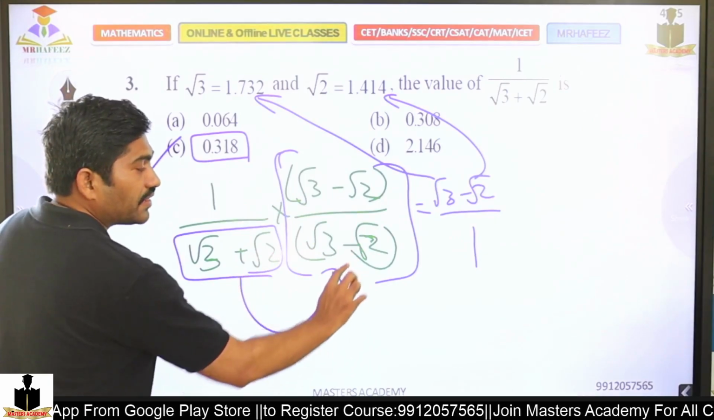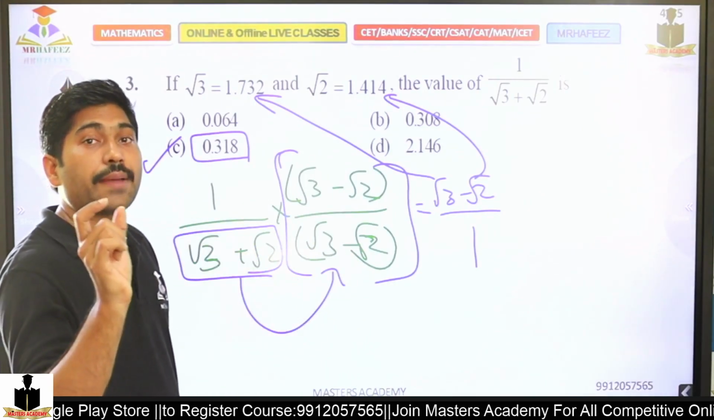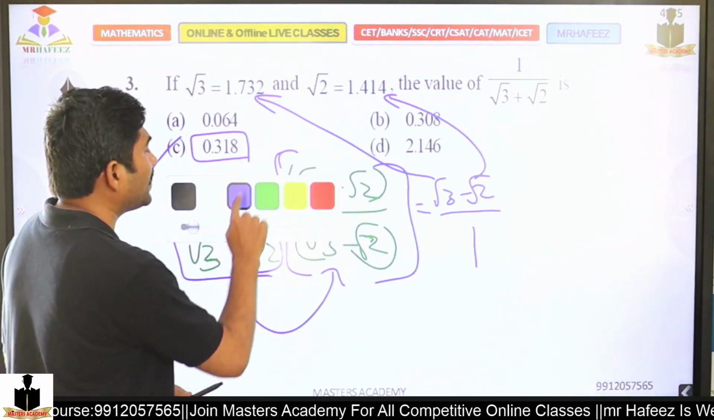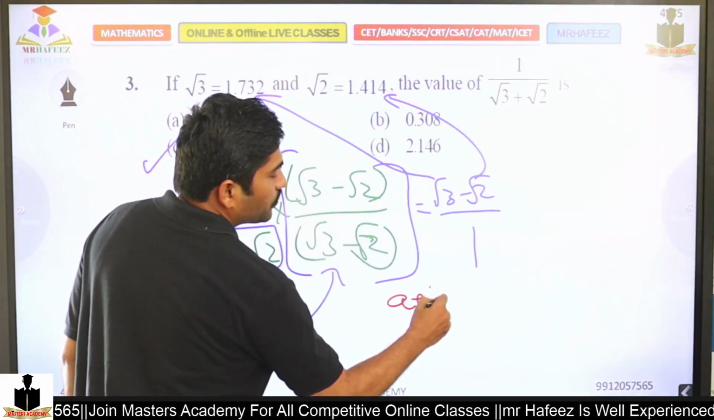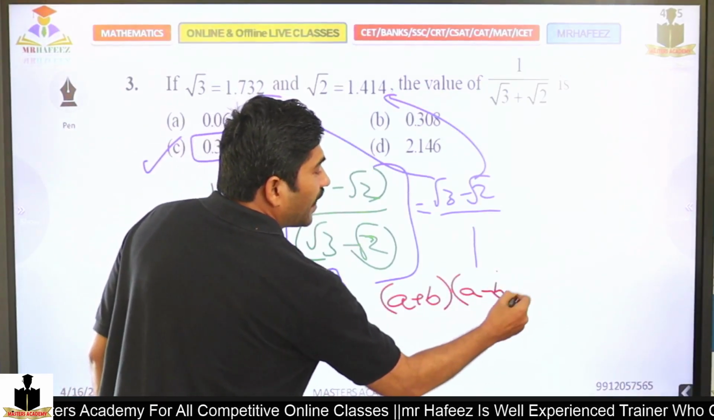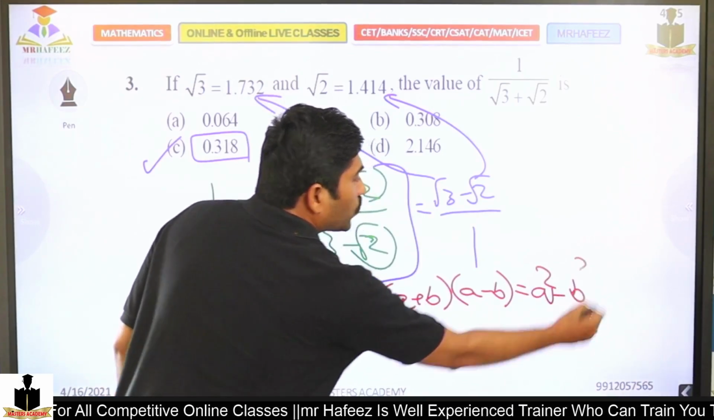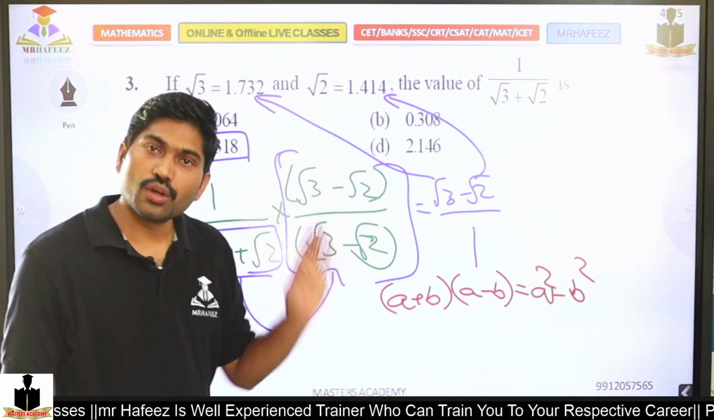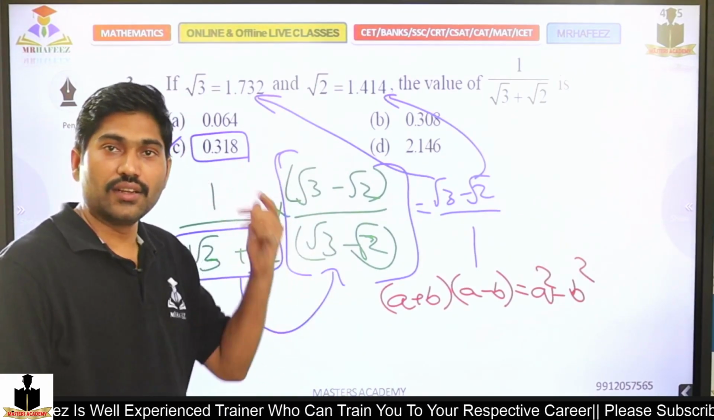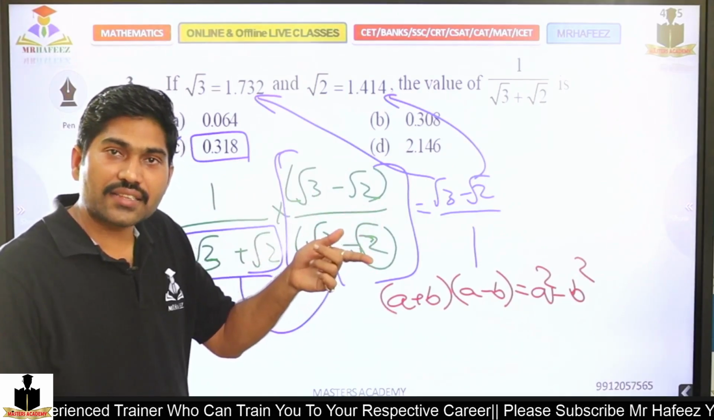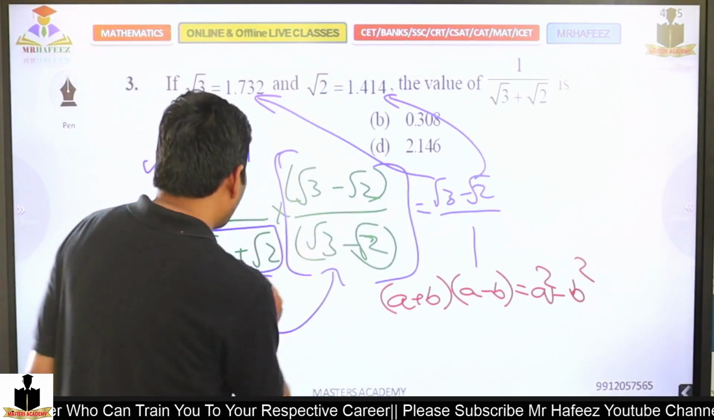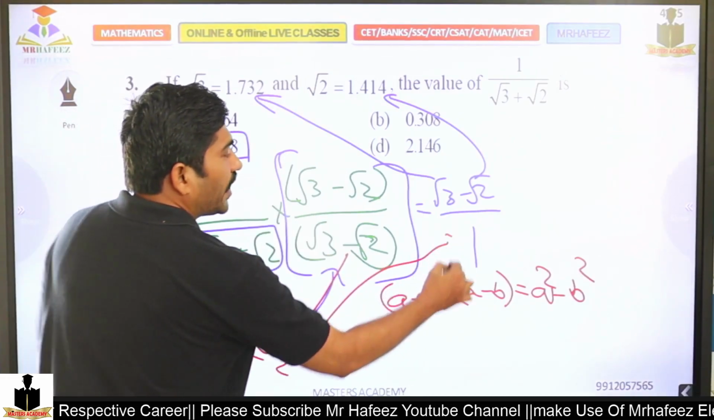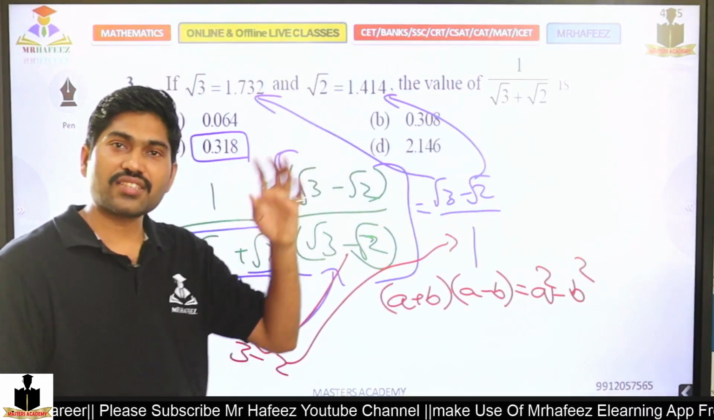If I multiply these two, this is of the form a plus b into a minus b. If it is a plus b into a minus b, what is the value? The value is a square minus b square. But here the value of a is root 3, value of b is root 2. Root 3 whole square, the root will get cancelled. Root 2 whole square, again root will get cancelled. That is 3 minus 2. 3 minus 2 value is only 1. So no change at all, only 1.